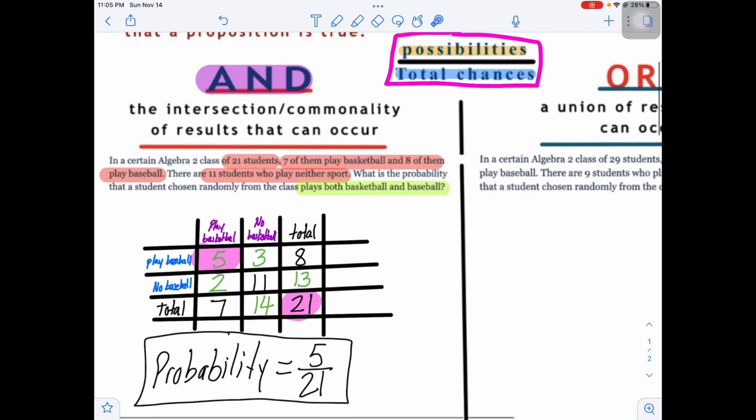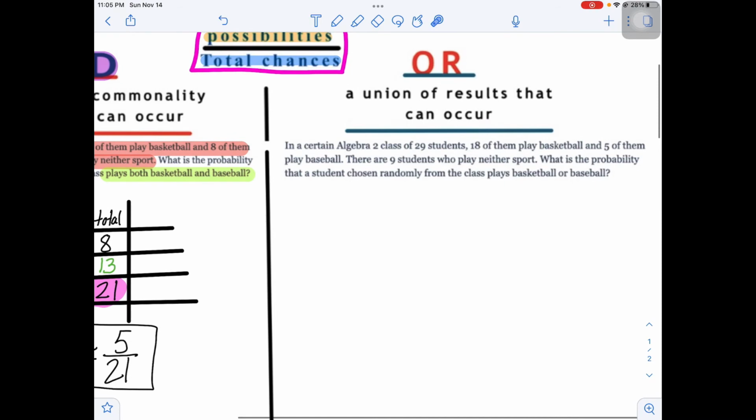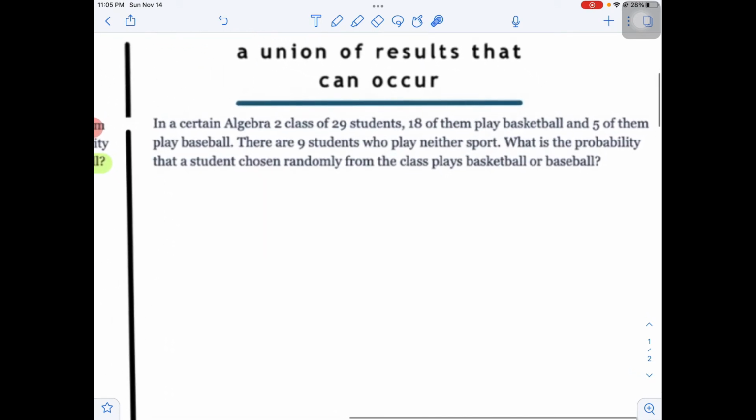Okay? So let's work on the one that says or. All right? So let us read the question. In a certain Algebra 2 class of 29 students, 18 of them play basketball and 5 of them play baseball. There are 9 students who play neither sport. What is the probability that a student chosen randomly from the class plays basketball or baseball?